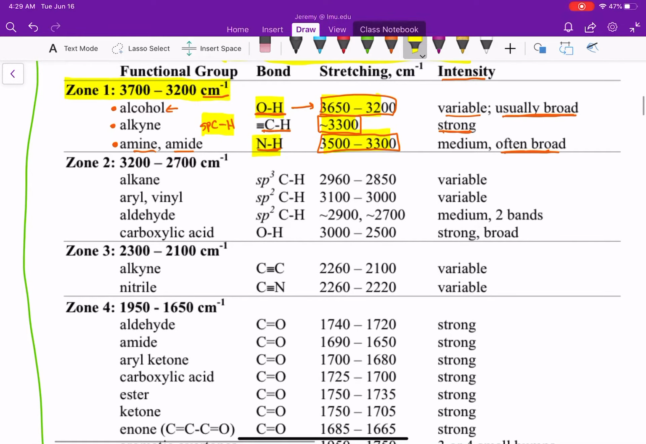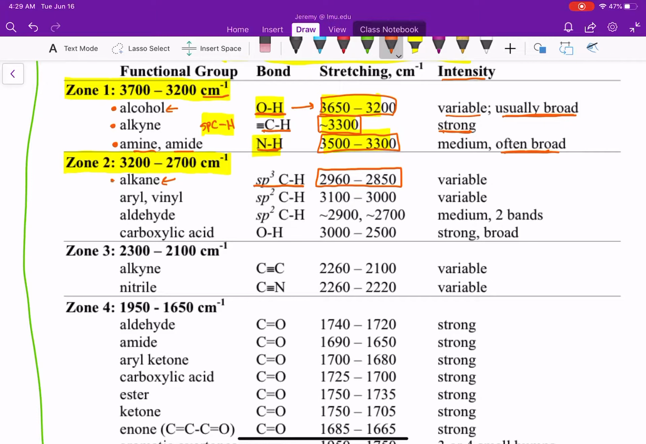Next is zone 2. Zone 2 is from 3,200 to 2,700 wave numbers. There's really four groups we need to look at. First is an sp3 C-H bond. That can come between 2960 and 2850. That would be an alkane functional group.